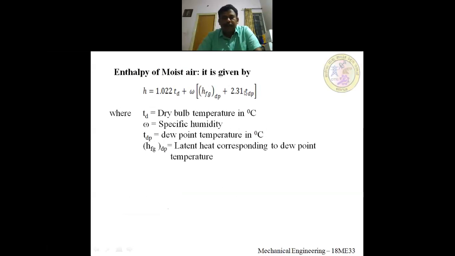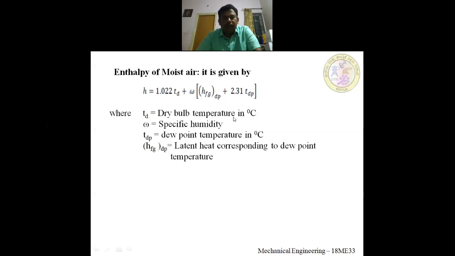Enthalpy of moist air. Okay, next equation. It is given by H is equal to 1.022 times dry bulb temperature plus omega, the specific humidity, times HFG. This HFG you are going to find at the dew point temperature. What is the dew point temperature? You will be knowing, and you have to go to the steam tables for that temperature to find HFG, plus 2.31 TDP, that is the dew point temperature.